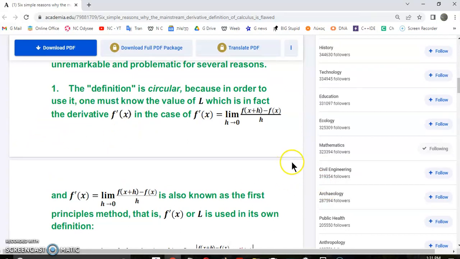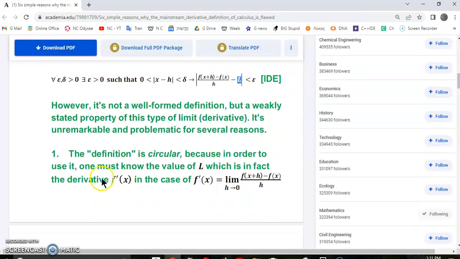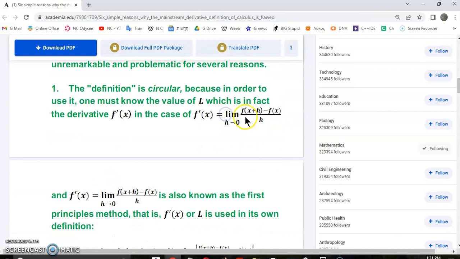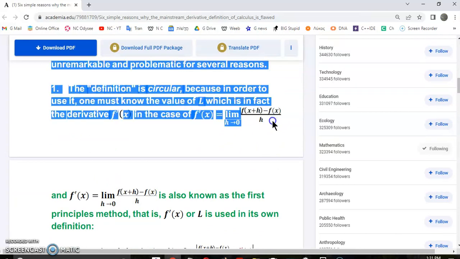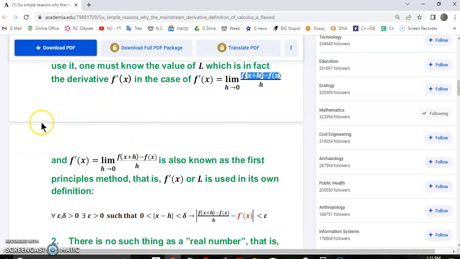The definition is circular. So why is it circular? It's circular because in order to use it, one must know the value of L. Now remember, here is L in the definition. But we don't know L until we've worked with this finite difference here, and we've reduced it to a form where we can see what is the derivative, namely the expression that does not contain any factor of h, okay?